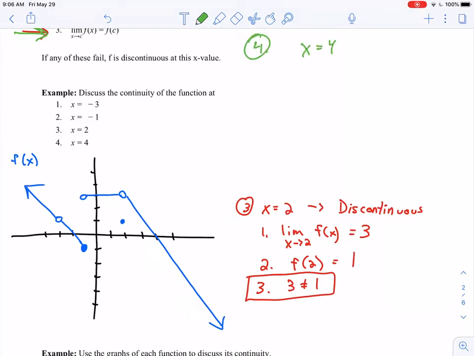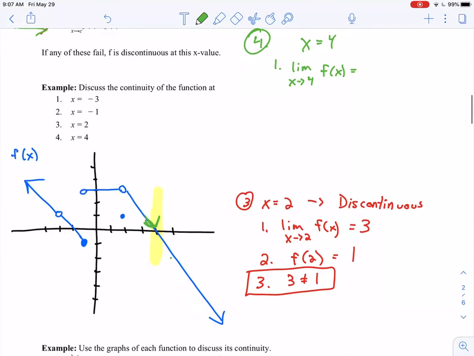x equals 4. So we're talking about this particular x value right here. It looks to me like it's continuous. I think that this function is continuous, but let's go and check. Let's make sure. So first thing we need to check, what's the limit as x approaches 4 of f of x? Well, as we approach 4 from the left-hand side, it looks like we're approaching the x-axis, which has a y value of 0. And as we approach from the right-hand side, again, we're approaching the x-axis, which has a y value of 0. So here it looks like my limit is equal to 0.